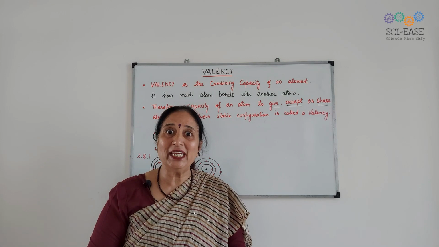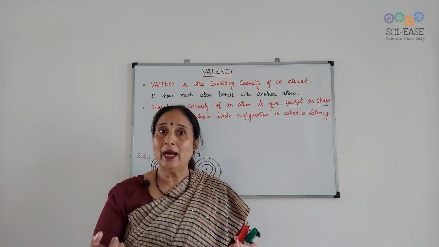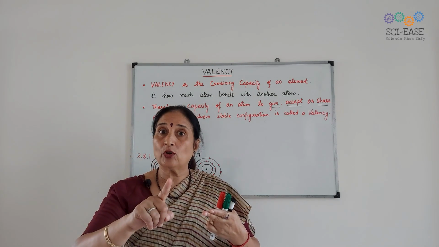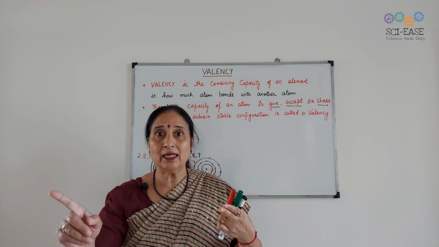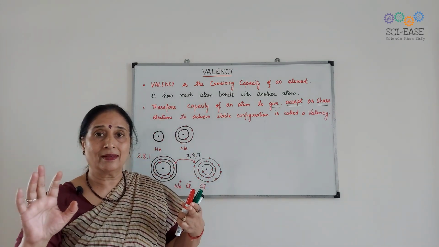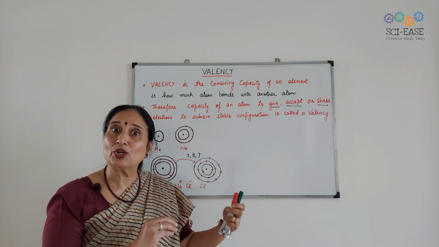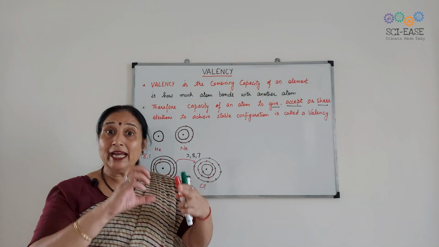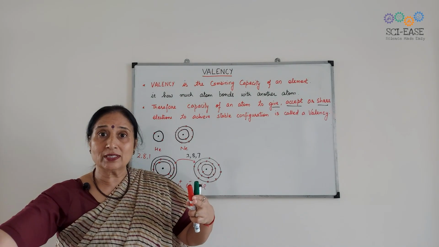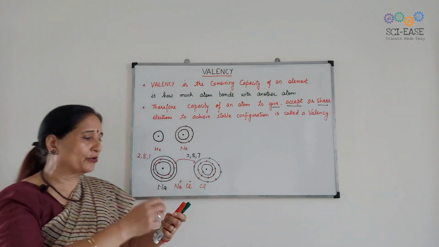Come to the case of aluminium. It has 13 atomic number, so its electronic configuration will be 2, 8, 3. So these 3 electrons, if aluminium loses, it will acquire the noble gas configuration of neon. So it will lose these 3 electrons, and who will gain? 3 atoms of chlorine.